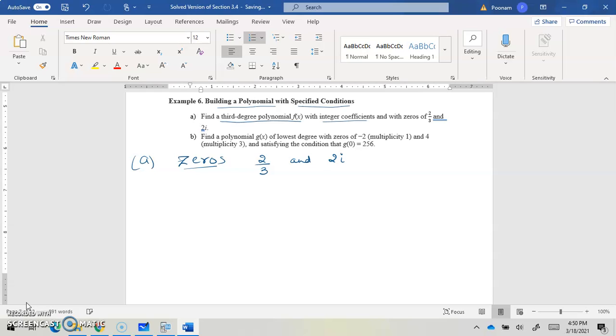2i is a complex number. If 2i is a zero, then its conjugate is also a zero, which is negative 2i. So we have the factors x minus 2/3, x minus 2i, x plus 2i. These are the factors of the function.